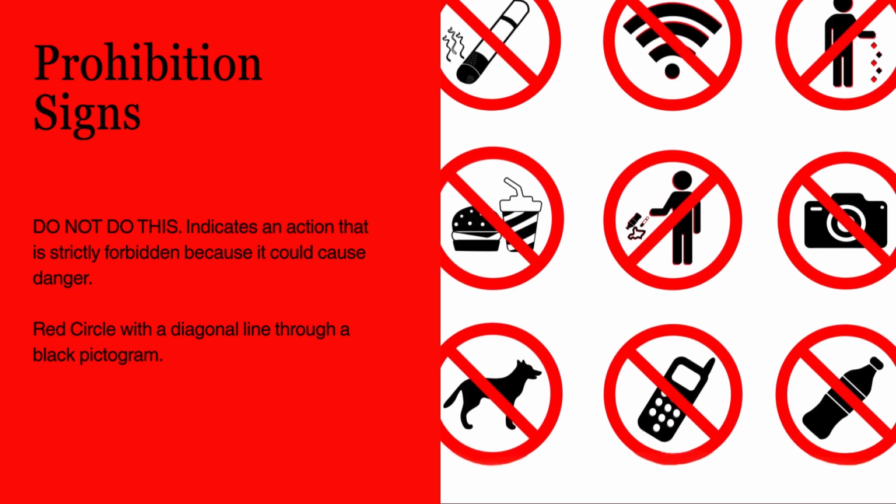Prohibition signs are circular with a red border and a diagonal slash. These signs tell you what you must not do. They are designed to prevent dangerous actions that could lead to injury, fire, or damage. Common examples include no smoking, no running, no entry, do not touch. Ignoring prohibition signs can result in serious accidents, especially in areas involving machinery, electricity, or flammable materials.